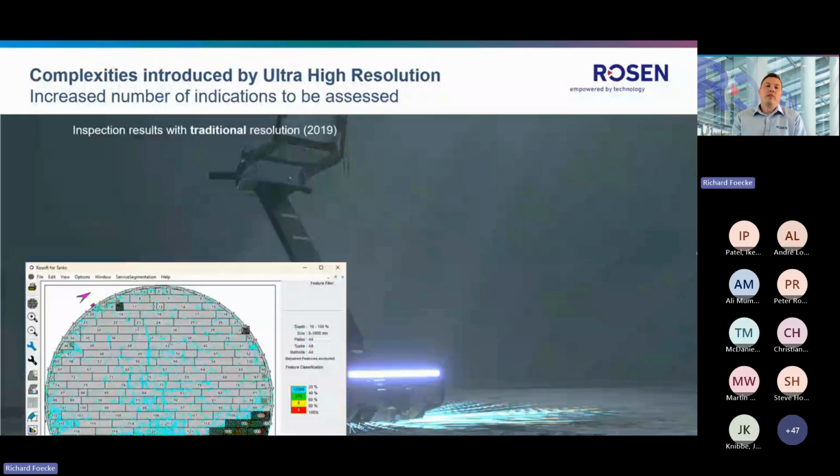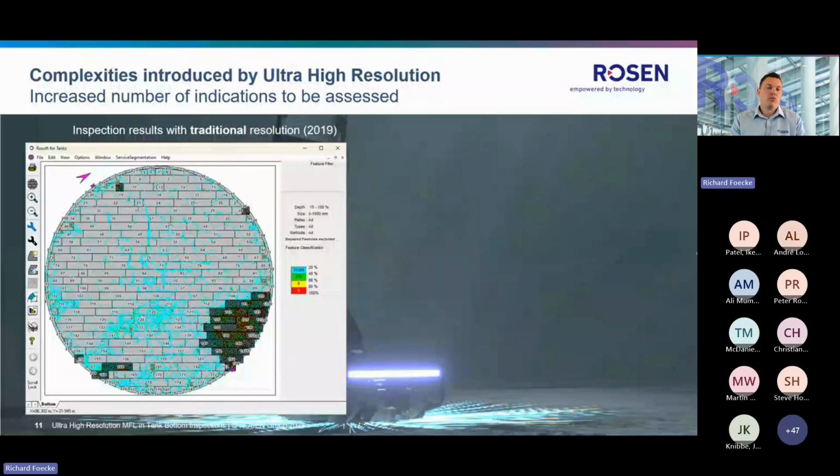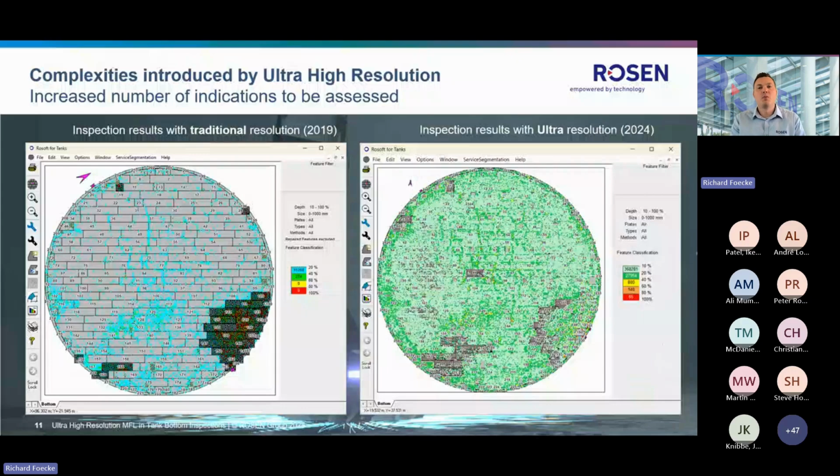So let's have a look at a comparison. Here we have a tank scanned in 2019 with a traditional MFL resolution. This scan ended up with around 15,000 indications, whereas the same tank was scanned in 2024 with the ultra-high resolution tool, and we ended up with around 400,000 indications. Of course, a couple of these additional indications can be explained by corrosion growth, but the majority is detected in the 10 to 20% range. And this is, of course, the add-on from the ultra service.